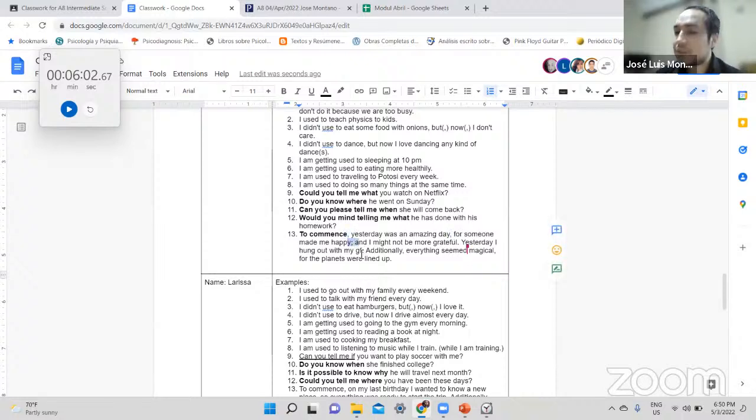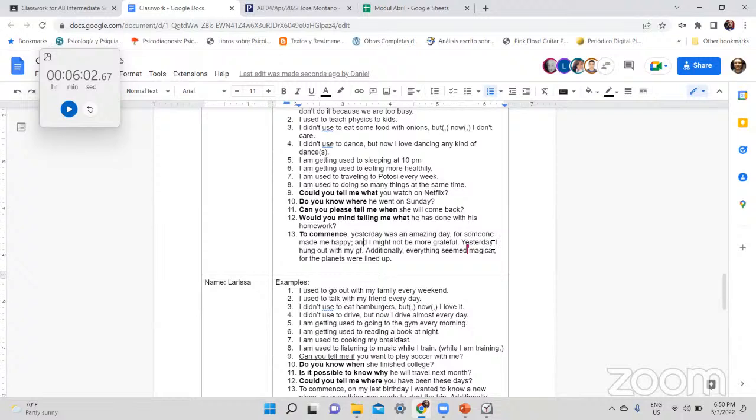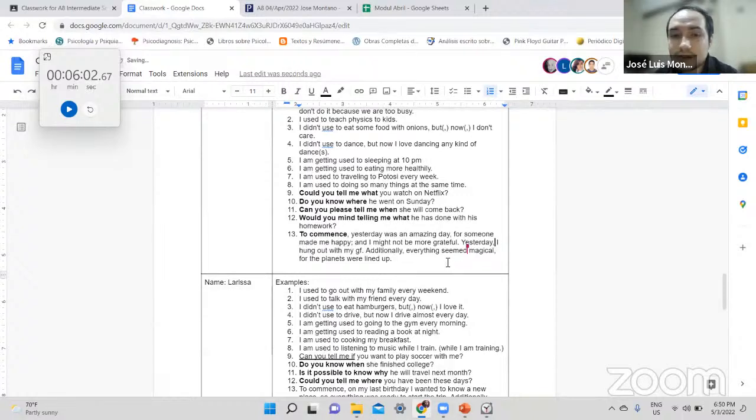So to make clear that it's another idea, additionally, you can use "and." Very good. Then, "yesterday" here is not the subject. Here it's an introductory phrase. And if it's the introductory phrase, it's going to be: "Yesterday I hung out with my girlfriend. Additionally, everything seemed magical."